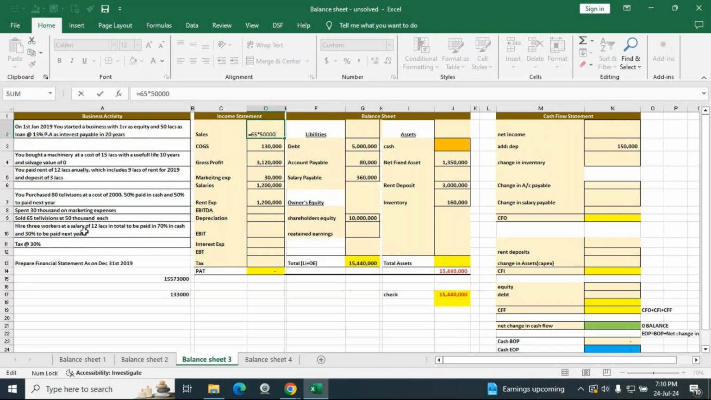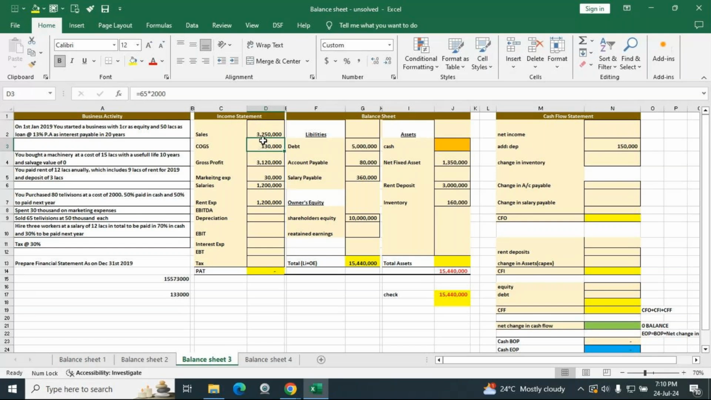Okay, so to buy each single television I have spent 2,000 rupees, but when I'm selling the television, I'm selling it at 50,000 rupees. So sales means I have sold 65 televisions at the rate of 50,000 per television. So I have got the sales amount of 32 lakh 50,000.